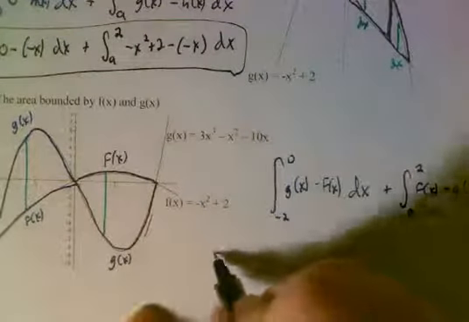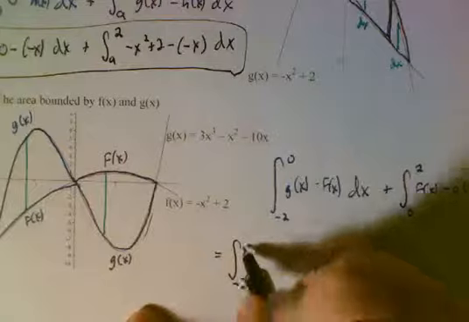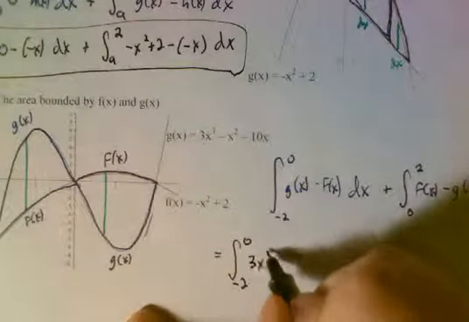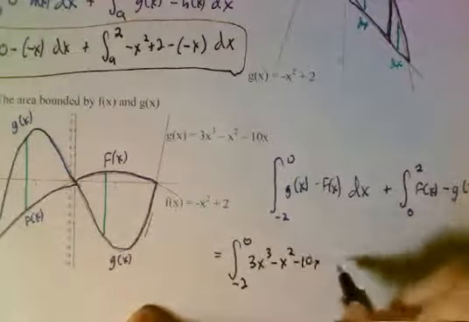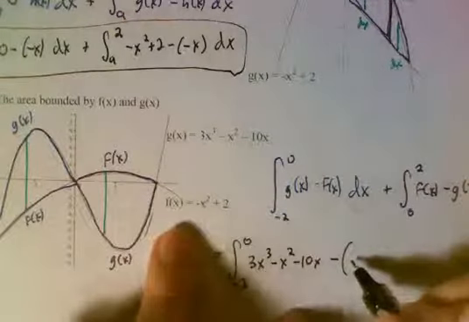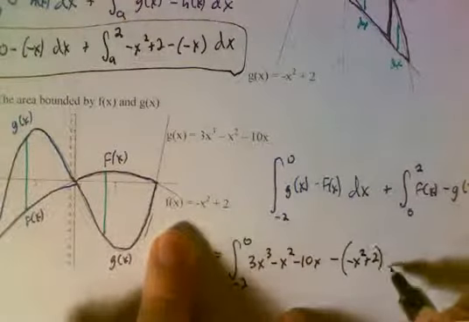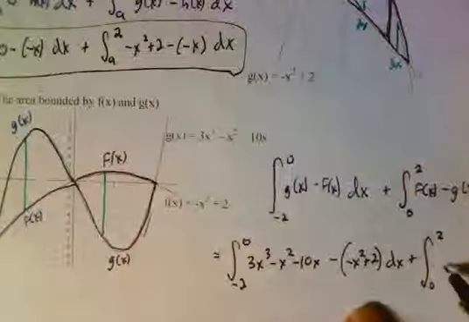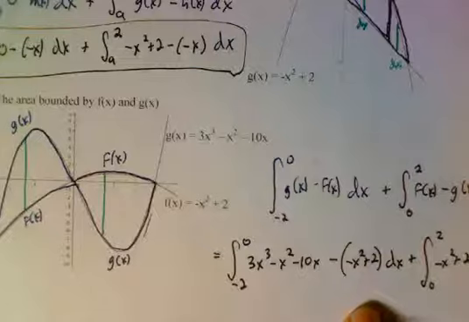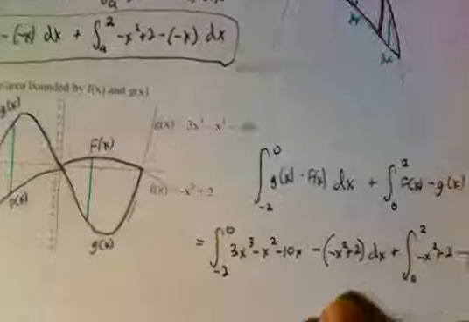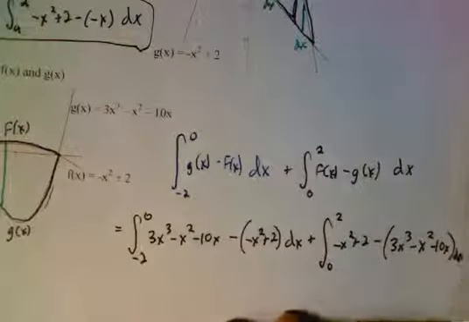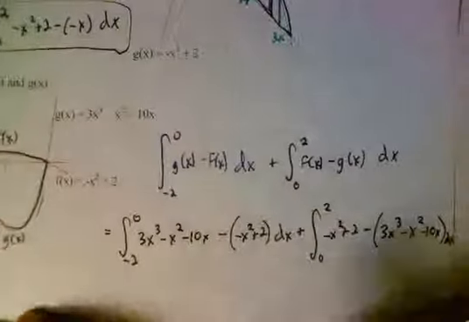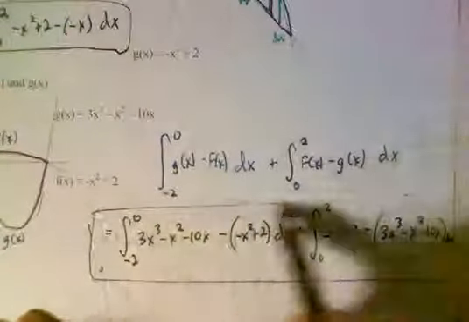When I plug those in, that will give us g of x is 3x cubed minus x squared minus 10x. Subtract all of f of x, make sure it's in parentheses, negative x squared plus 2. This part is negative x squared plus 2, and then we're going to subtract this whole g of x, 3x cubed minus x squared minus 10x. And that width was dx. Looks kind of icky. For now, all we're going to worry about is writing it out.